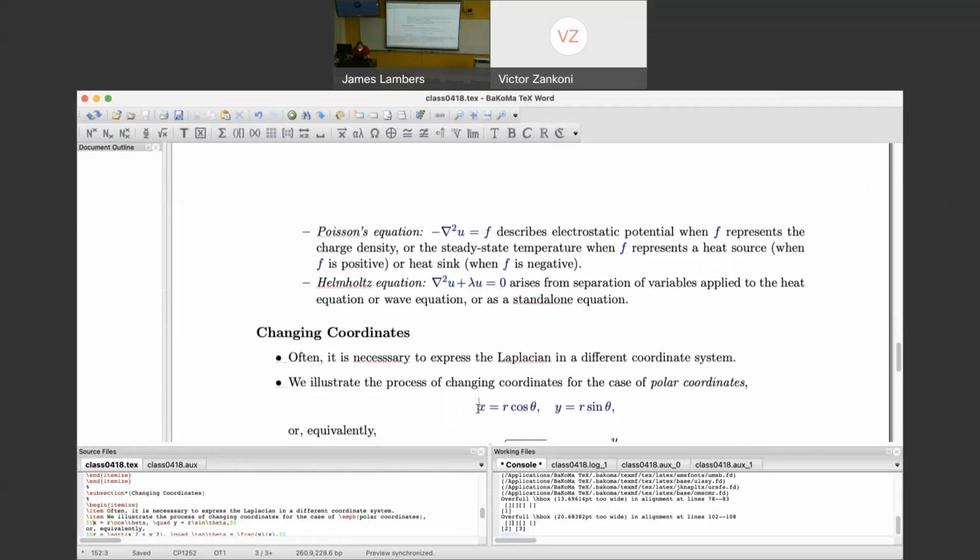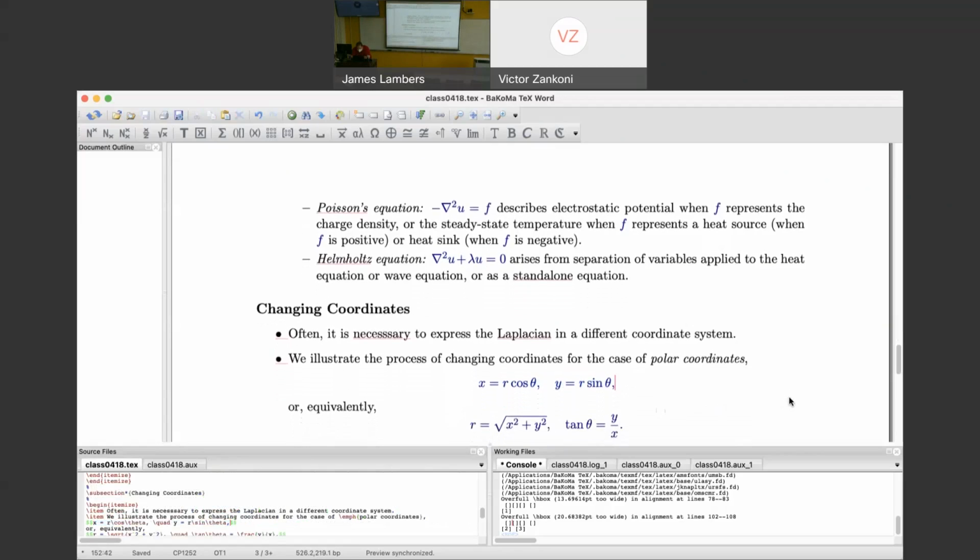So, remember from Cal 3, here are our polar coordinates. x is r cosine theta, y is r sine theta. And then the conversions, so going from Cartesian to polar, as opposed to polar to Cartesian.